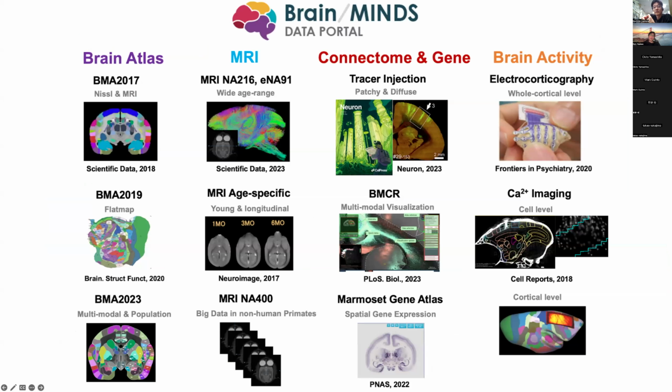And there are many kinds of modalities of the common marmoset here. We will explain in more detail later. But anyway, we first started the Brain/MINDS data portal, with a brain atlas, brain region definitions, and very big MRI data. Now we have stored 400 marmoset MRI datasets, and we are also making the connectome and gene atlas, and also gathering brain activity data into the database.